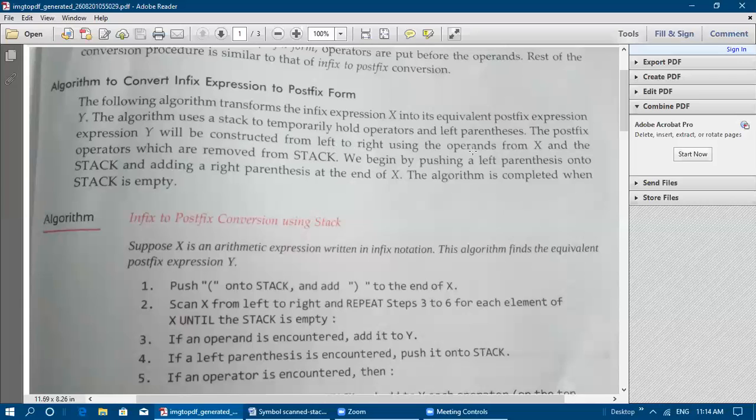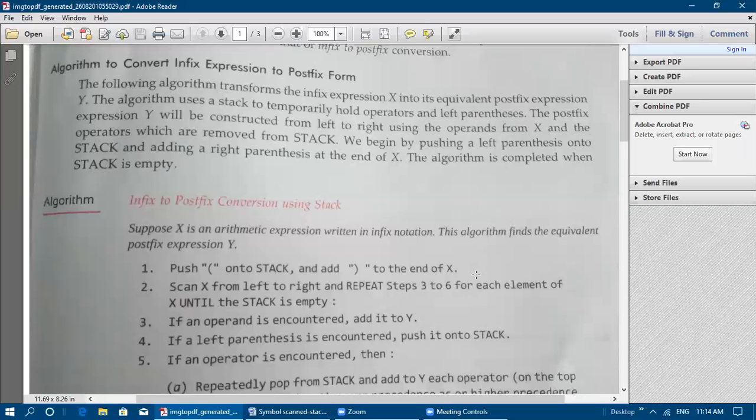We begin by pushing a left parenthesis onto the stack. So we are going to begin this algorithm by pushing the left parenthesis onto the stack in the initial step. Okay, in the starting step we need to insert the left parenthesis inside the stack. Normally the infix expression x will have the opening parenthesis in the beginning, and we add a right parenthesis at the end of x. So whenever we encounter the right parenthesis, it is going to be placed at the end of x. The algorithm is completed when the stack is empty. So when the stack is not having any element, then the algorithm will stop.